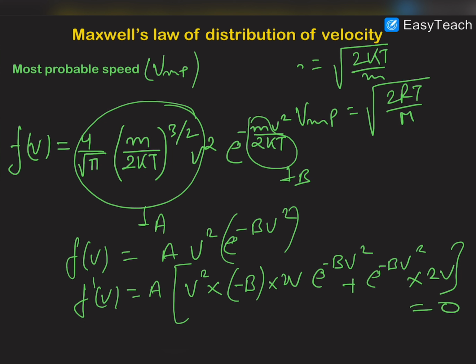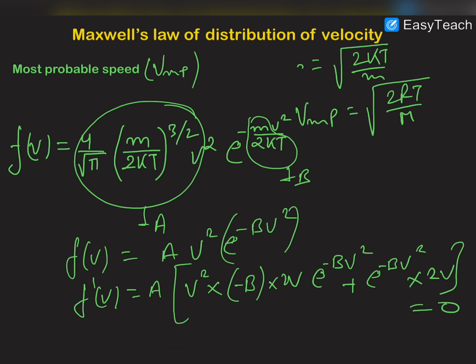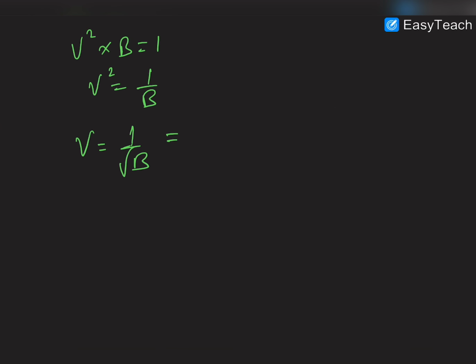So finally there would be v square into b will be equal to 1, and v square will be equal to 1 by b. So v will be equal to 1 by root b. Now b was m by 2kT. You can see that this is b. So 1 upon root b will be under root 2kT by m.